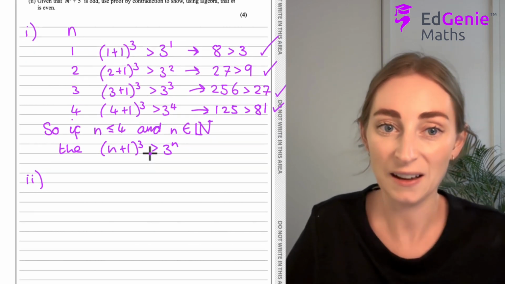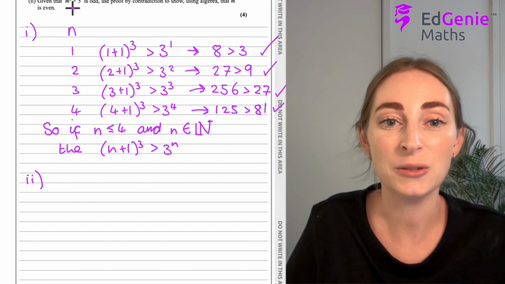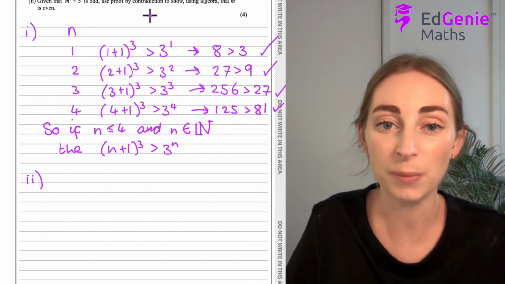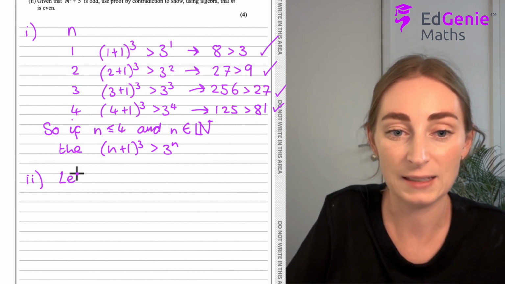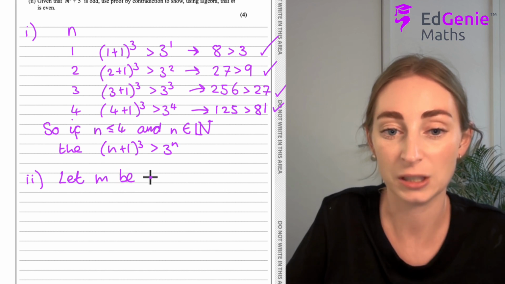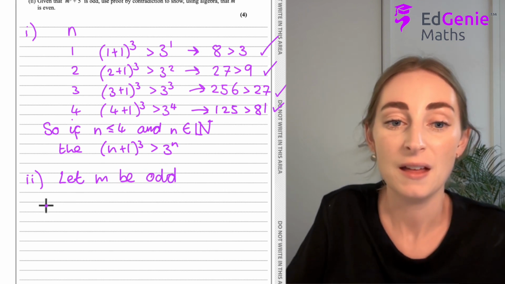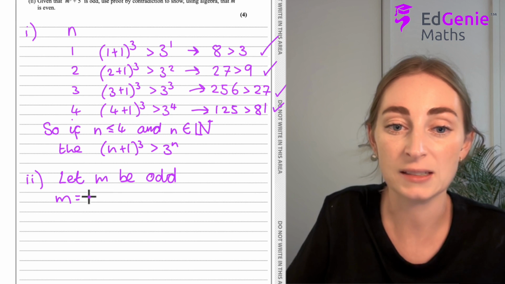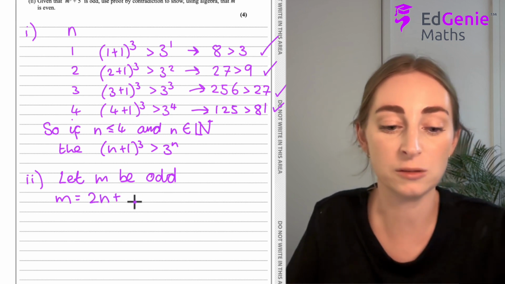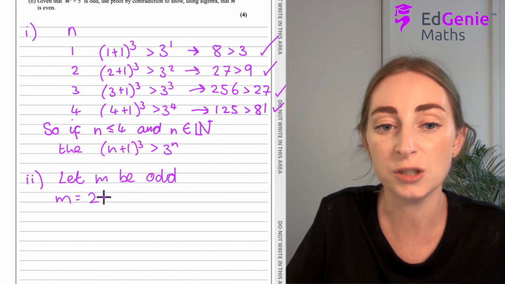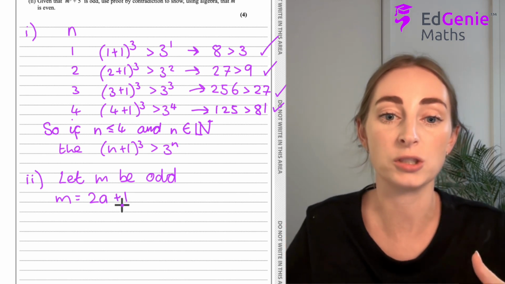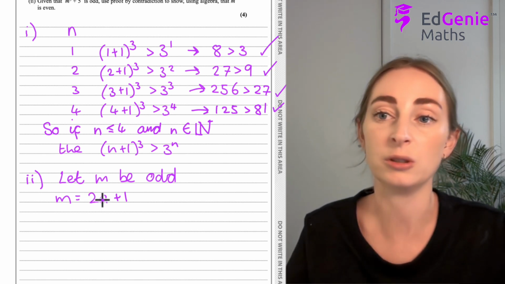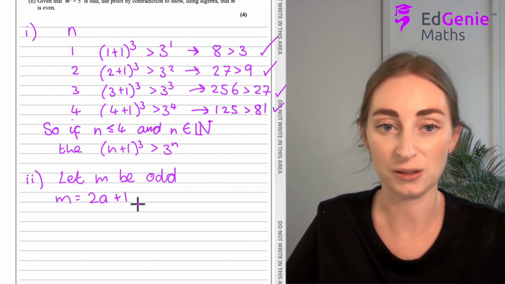4 marks. Last question. Given that m cubed plus 5 is odd, use proof by contradiction to show, using algebra, that m is even. So, let m be odd. Got a mark for saying that. So, we're going to put m as 2a plus 1, let's not use n because we did it on the last question. 2a plus 1 is always going to be odd, because if you times anything by 2, it will always be even. Add 1 makes odd.